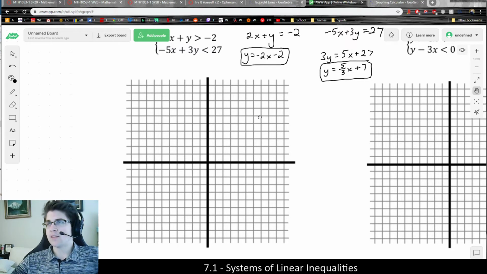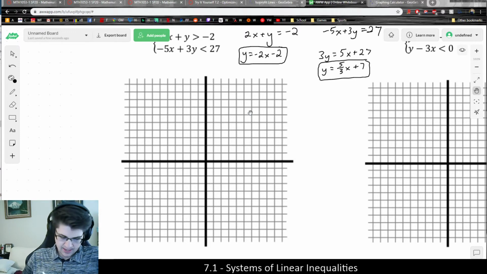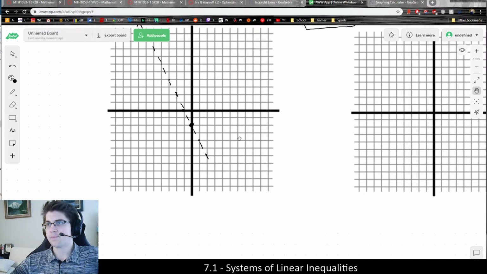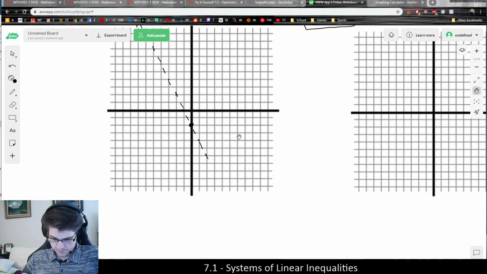So the first equation has an intercept of minus 2 and a slope of minus 2. So rise negative 2, run 1. So that should look something like this. And I'm going to use a dotted line through these points instead of a solid line. Go ahead and finish this out, something like that. Cool.